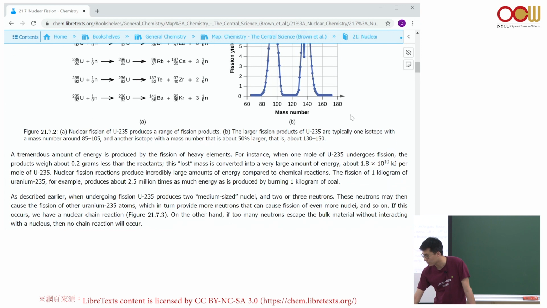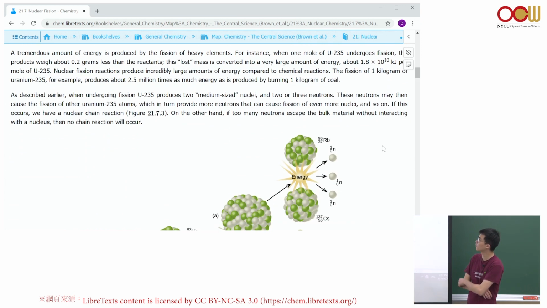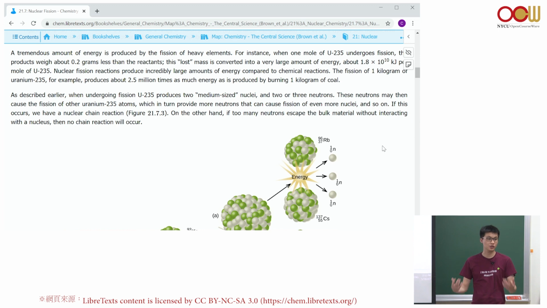Since you can generate a lot of energy, I would like to read the first paragraph. Because there's a lost mass, right? We just went through the calculation. When you have a mass change, it has to turn into something. It turns into energy. So 1 kilogram of uranium-235 can produce 2.5 million times the energy of the same amount of coal. That means the energy density of uranium in this fission process is much higher than the combustion process of coal.